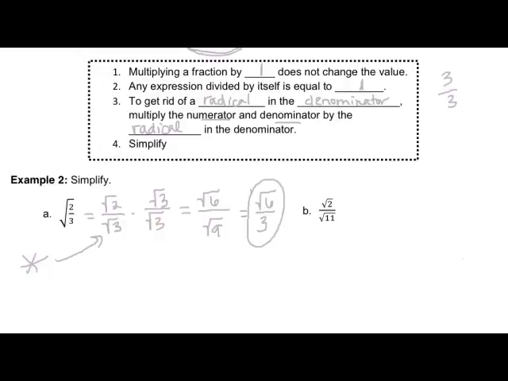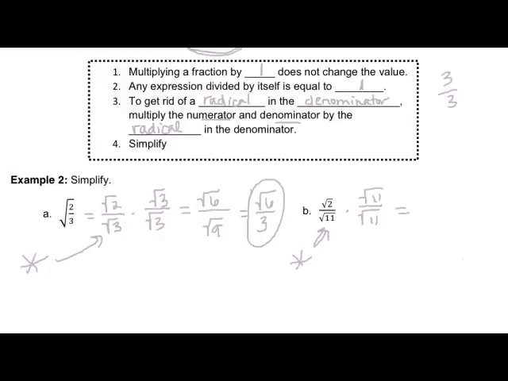For part B, we have the square root of 2 over the square root of 11. Again, notice we have our radical in the denominator, which we cannot have, so we need to get rid of that. So again, we're going to multiply by the radical in the denominator, which is the square root of 11. So we're going to multiply by the square root of 11 over the square root of 11.